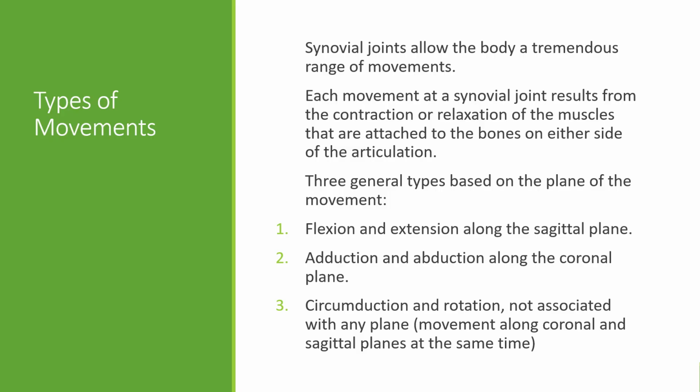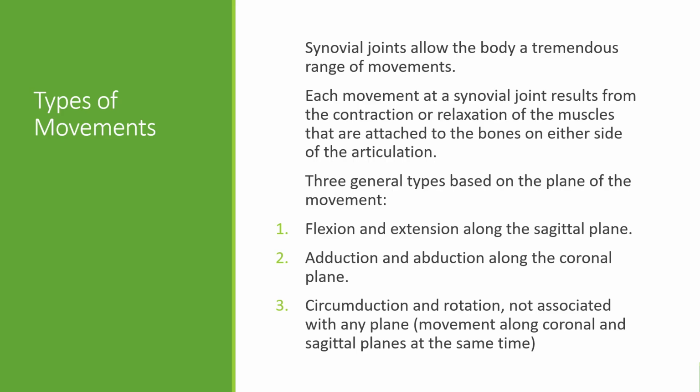Synovial joints allow the body a tremendous range of movement, because if we didn't have all of this happen, again, you would just be one big block of bone. Each movement at a synovial joint results from the contraction and relaxation of the muscles that are attached to the bone on either side of the articulation. So the whole idea is that muscles are going to span our joints so that we can have movement occur.